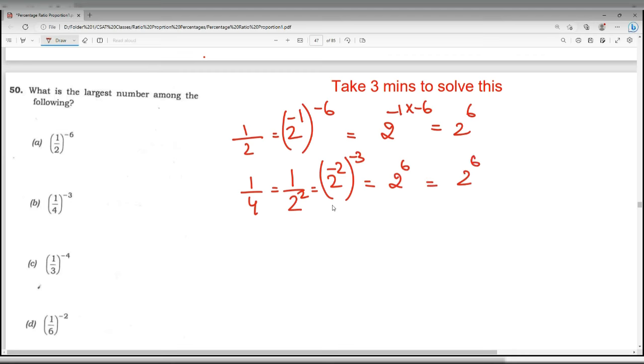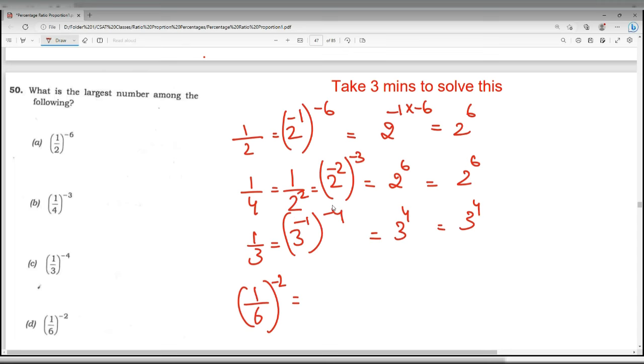In this case, 1 by 3 can be written as 3 raised to minus 1, to the power of minus 4. This is 3 raised to 4. So let's write it as 3 raised to 4. 1 by 6 raised to minus 2 is equal to, we can write it as 2 raised to minus 1 and 3 raised to minus 1, to the power of minus 2. So this would be 2 raised to 2, 3 raised to 2.